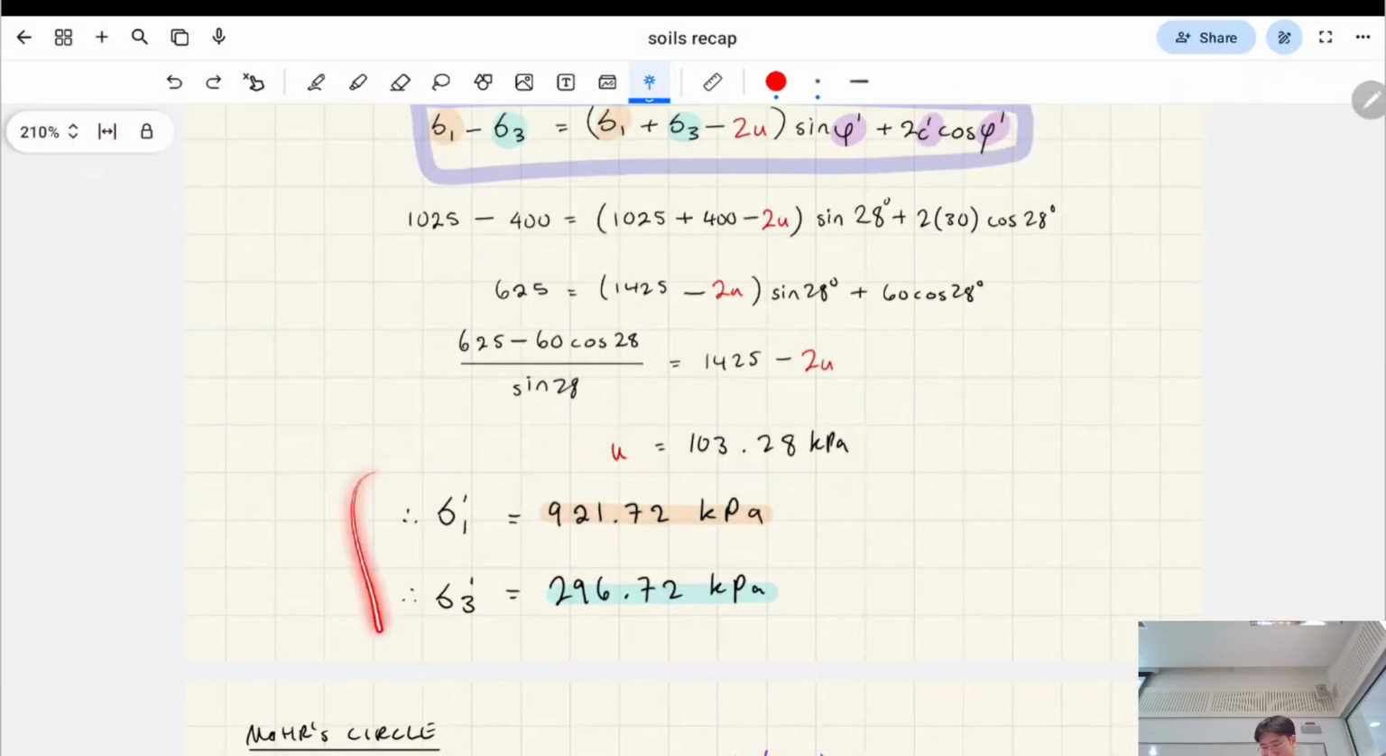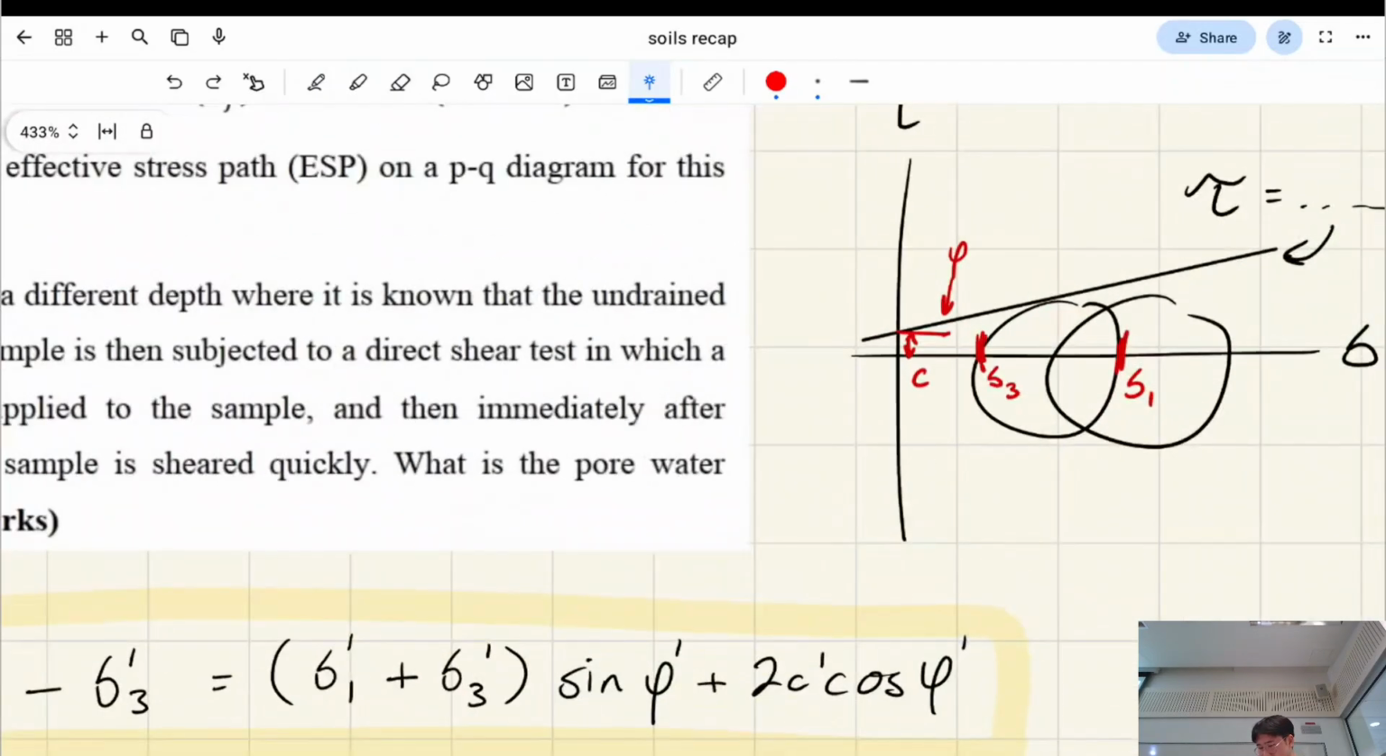That gives us our pore water pressure. We can work backwards from that and get our principal effective stresses. One of these circles is going to represent the effective stress, and one's going to represent the total stress. The one on the left is the effective stress, and the one on the right is our total stress. It's a little bit higher because the difference between these two circles is our pore water pressure. We've just shifted it by the pore water pressure.